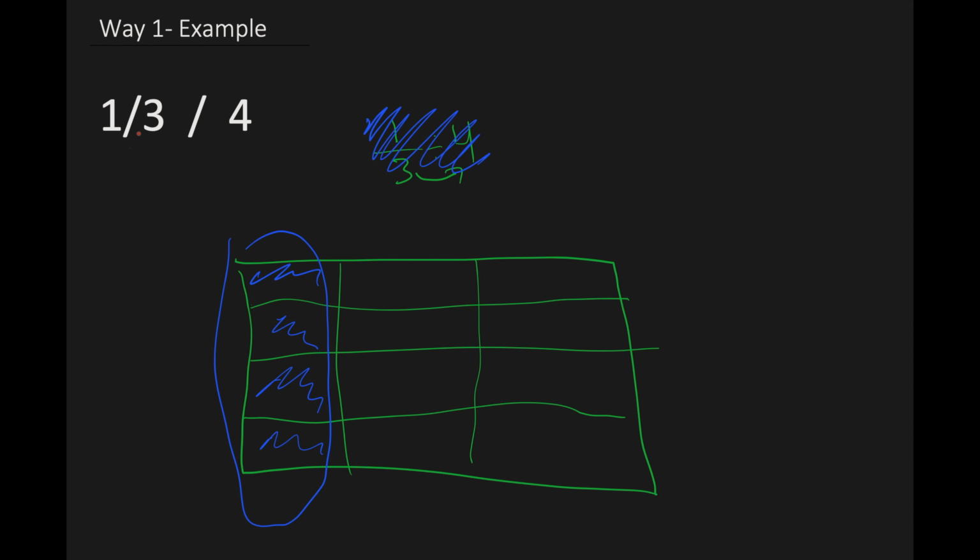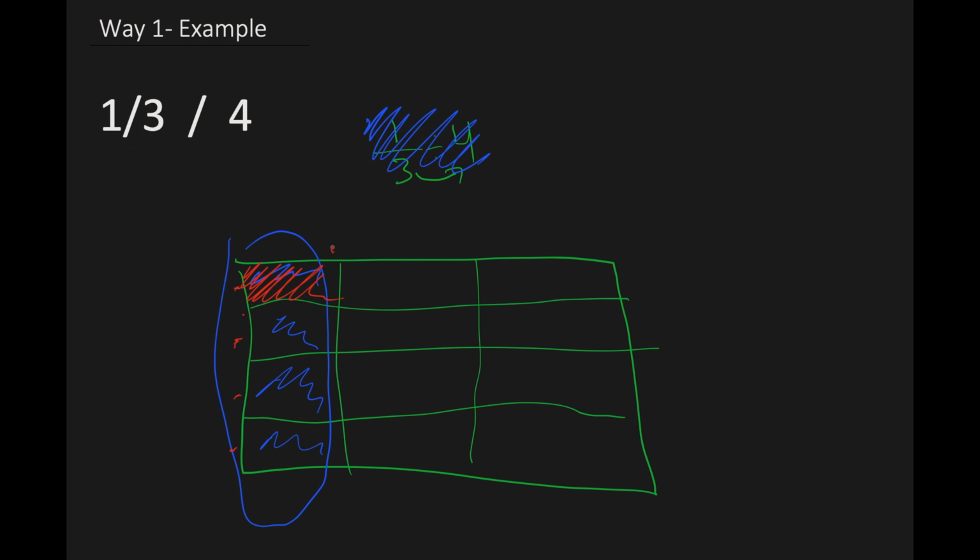So now you do 1/3 divided by 4, right? And as you can see, 1/3 is 4 twelfths, right? So now let's count 1, 2, 3, 4, right? So 4 divided by 4 equals 1, right? So this one should be the only one colored in.